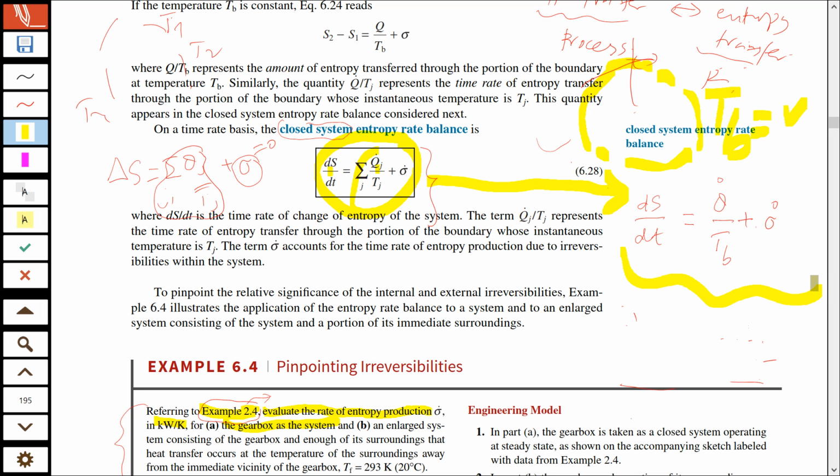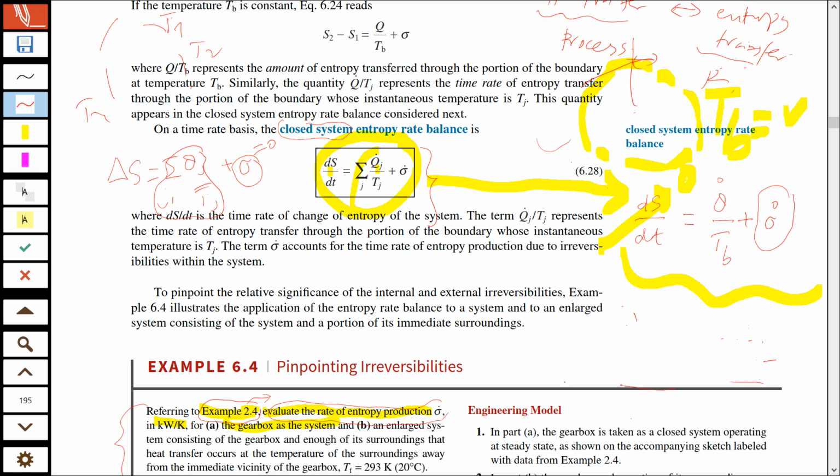ds by dt? Yeah, because that's a property. So that must be zero. That's the meaning of steady state. Which means, and what is the unknown in this equation? This is the unknown. Sigma dot. Remember, evaluate the rate of entropy production.